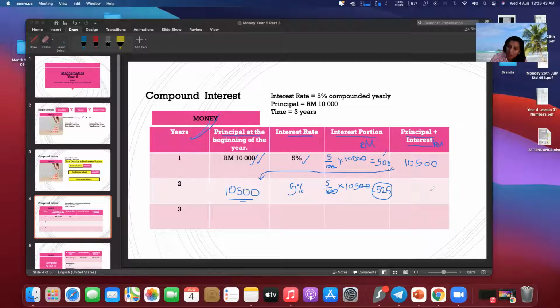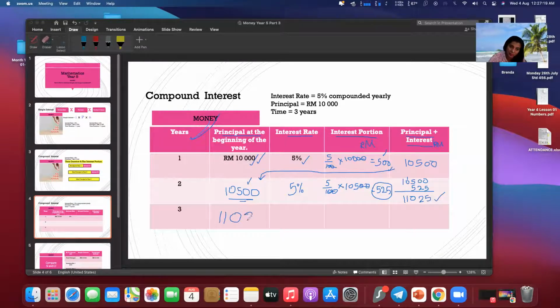Okay. So now how much money would you have at the end of the year? Remember, at the beginning you had 10,500, and your interest now is 525. It's not 500, it's 525. So how much money would you have at the end of the second year? You would have 5, and then over here 2, 5 plus 5, 0, 10. You would have now 11,025 ringgit. Very good.